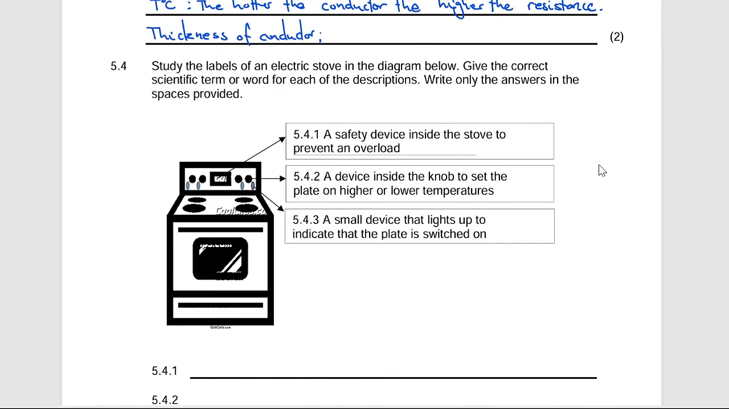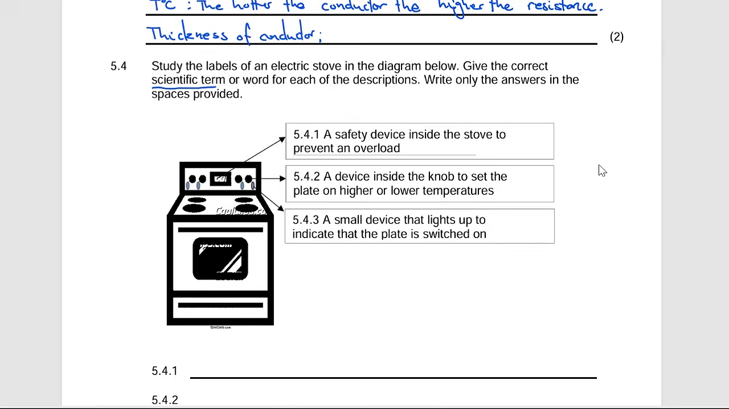5.4 reads, study the labels of an electric stove in the diagram below. Give the correct scientific term. So we're looking for a correct scientific term or word for each of the descriptions. Write only the answers in the spaces provided. So they provided us with the space there.